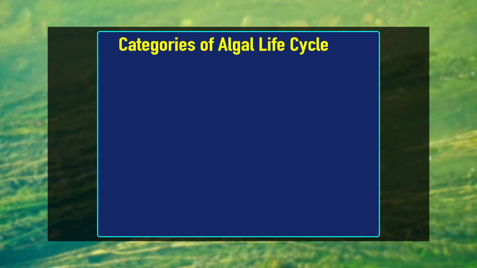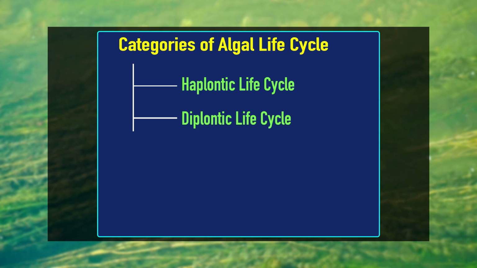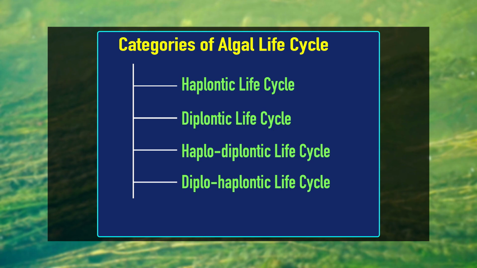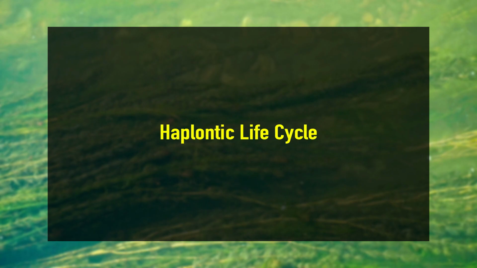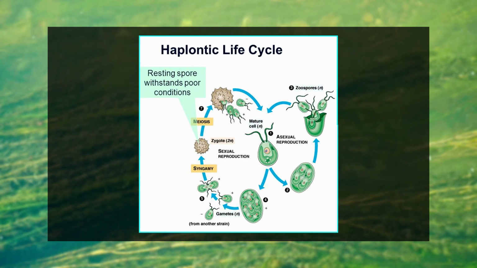In broad sense, algal life cycles are divided into certain categories. One, haplontic life cycle. Second, diplontic life cycle. Third, haplodiplontic life cycle. Fourth, diplohaplontic life cycle. Four life cycles are important in algae. One, haplontic life cycle: a life cycle in which all phases except zygote are haploid, very common in green algae. In this life cycle, zygote is the only stage where cells are diploid.